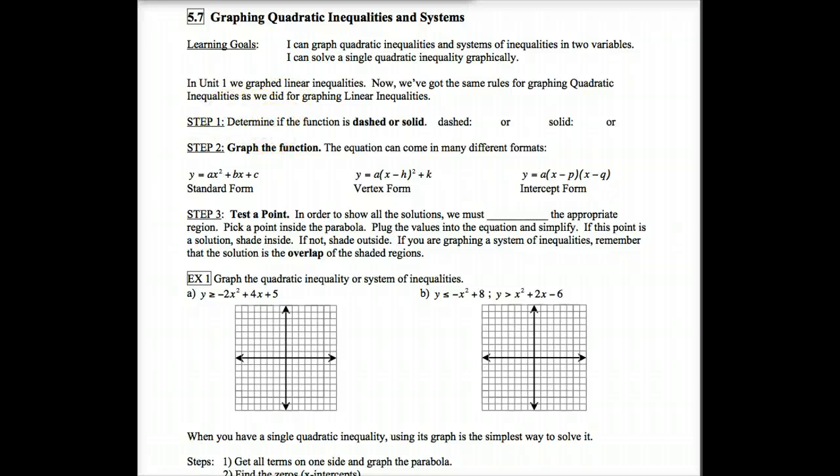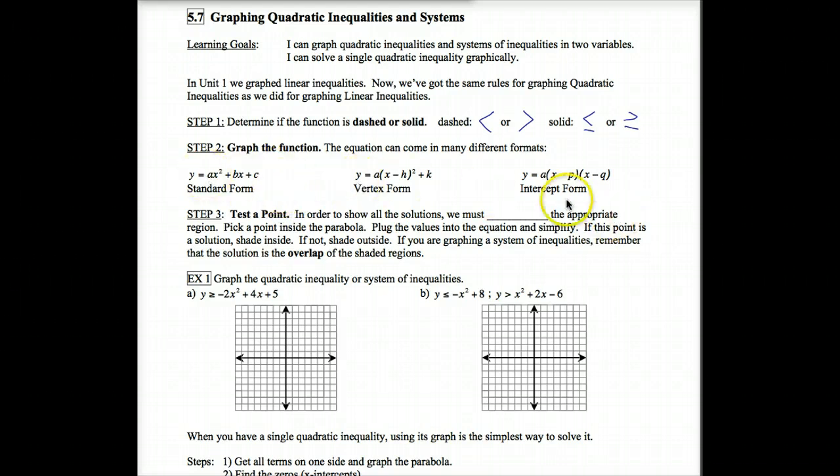So when we start out, first thing that we want to do is determine if our function is going to be dashed or solid. This is the same as what we did when we graphed linear inequalities, that we do dash or solid, and we're going to do some shading. So it's going to be dashed if you have a less than symbol or a greater than symbol. It's going to be solid if they have the equals, so less than or equal to, greater than or equal to. Then you're going to graph the function.